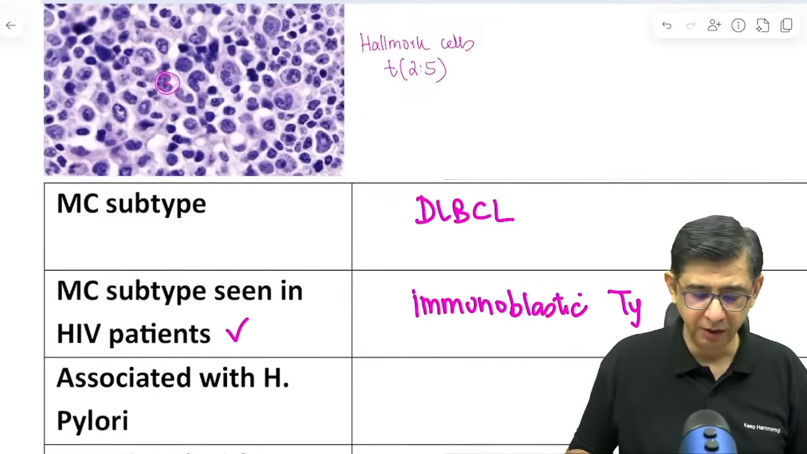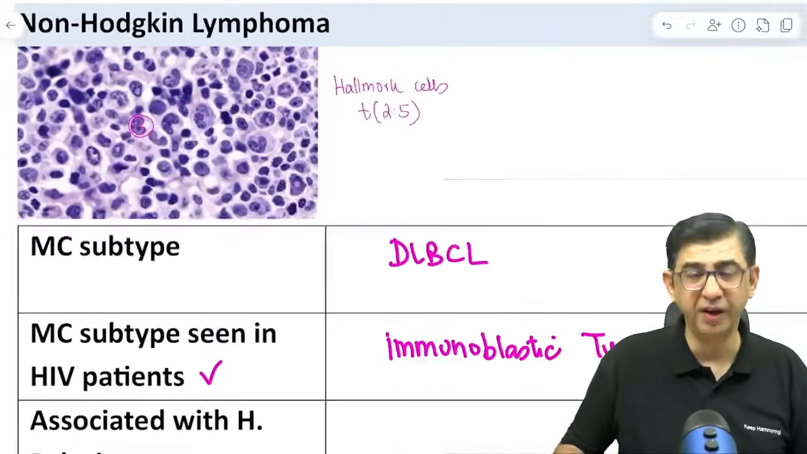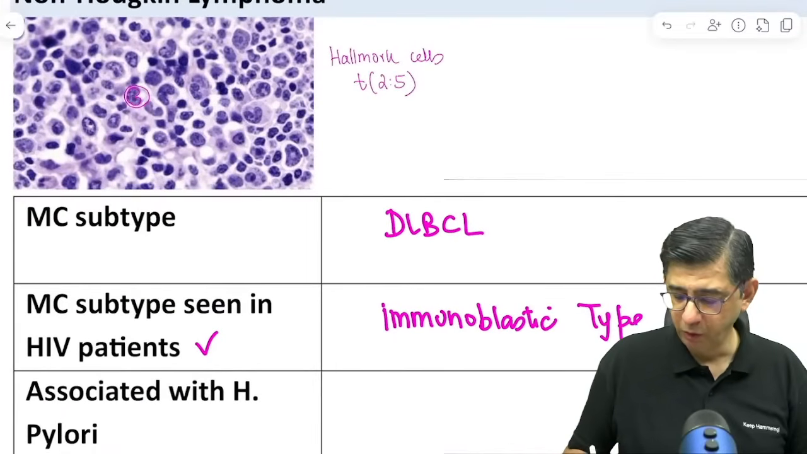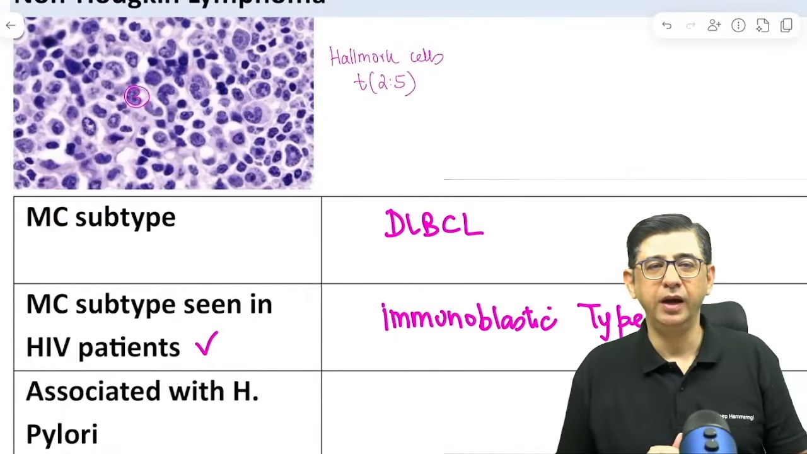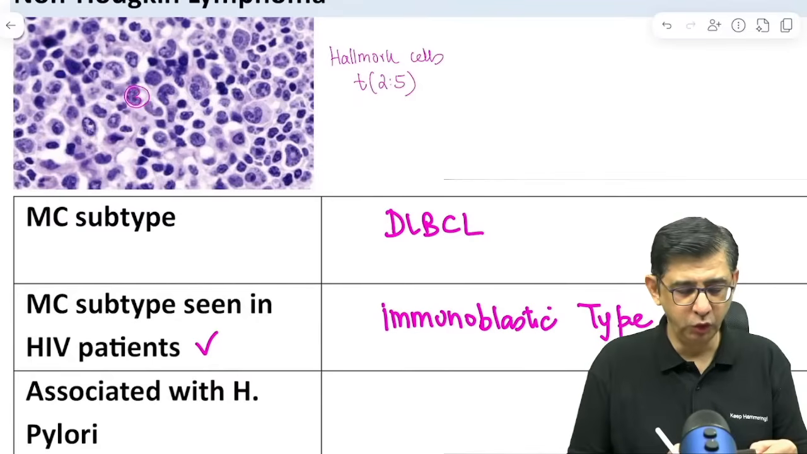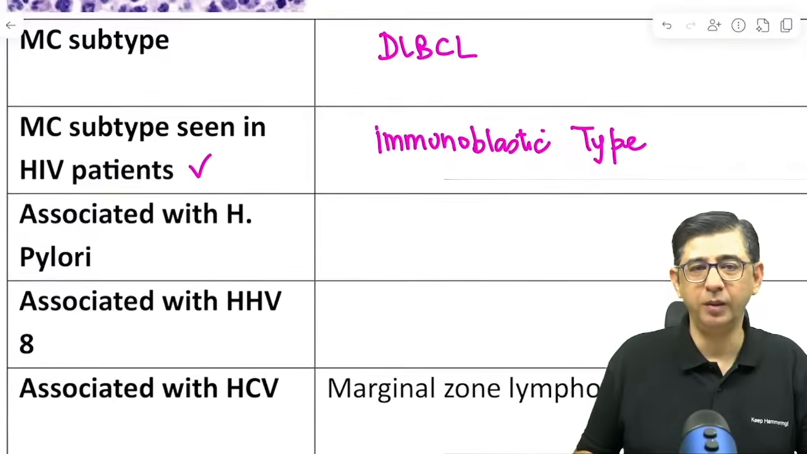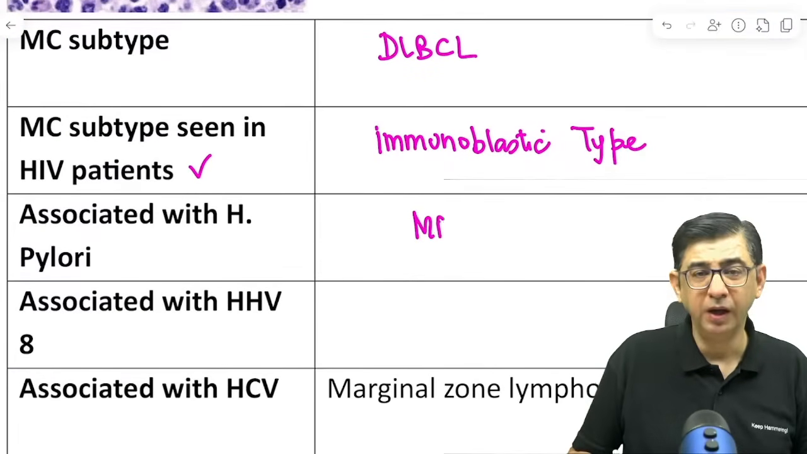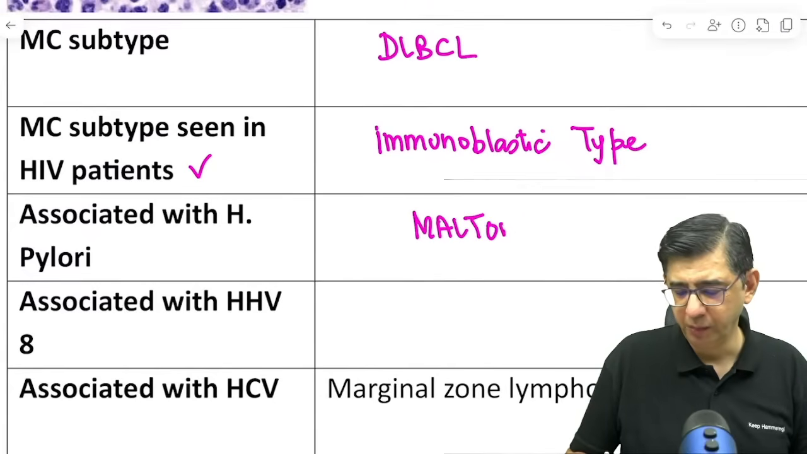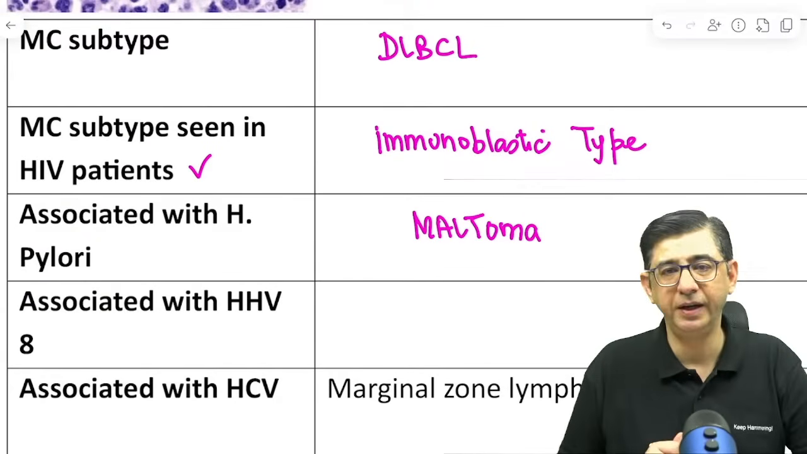We are on page number 125 at the moment. So this would be the immunoblastic type that I'm talking about. And for the next question, I think you would be simply laughing at this, because this is a super easy one. Associated with Helicobacter pylori, that would be MALToma, and you know that this would be a non-Hodgkin's lymphoma of the B cell variety.